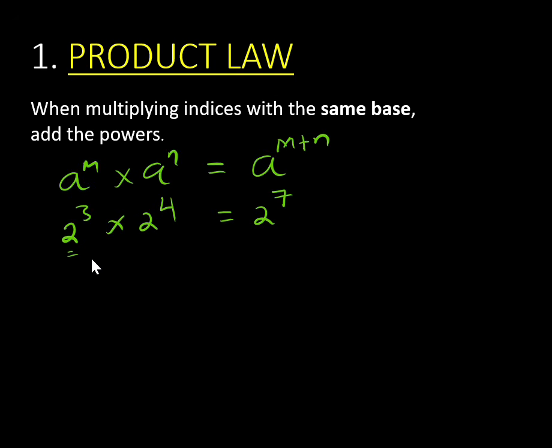Therefore, another problem, for example, 3 raised to negative 4 multiplied by 3 raised to positive 2. Simply pick one of the base, 3, and add the powers. It will be negative 4 plus 2. And therefore, the answer will be 3 raised to negative 4 plus 2, which is 3 raised to negative 2. And therefore, that is the product law.